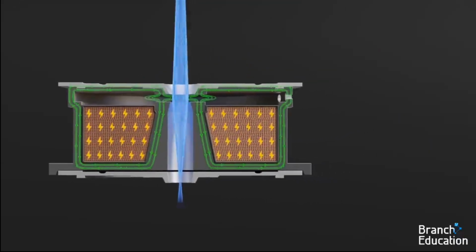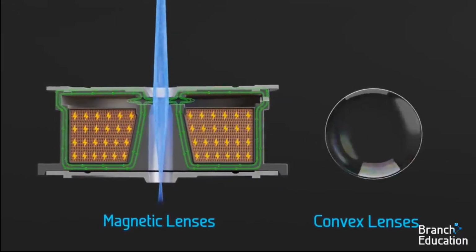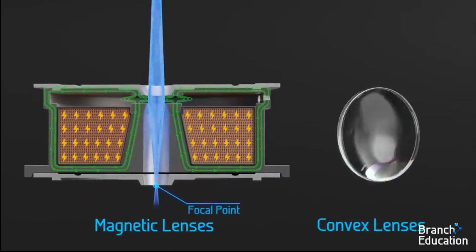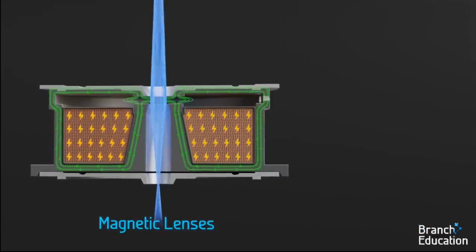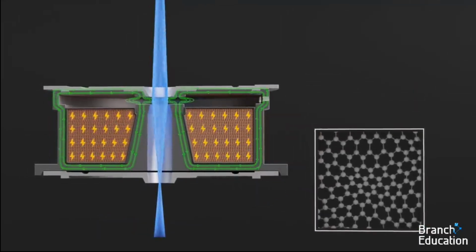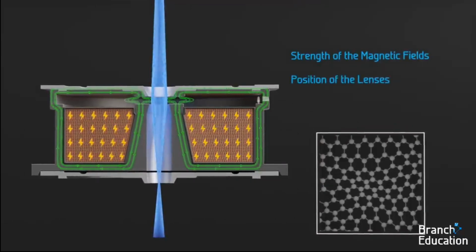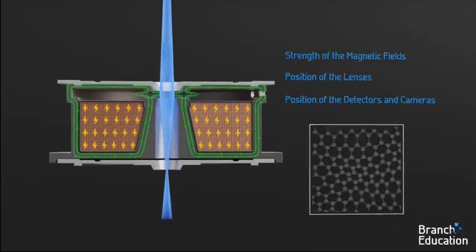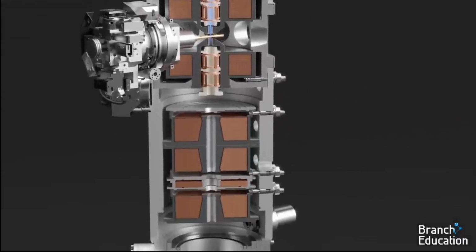As a result, the magnetic lenses act as convex or converging lenses, focusing all the electrons down to a focal point. As the electrons continue their trajectory past the focal point and expand, they produce a magnified image. This magnification depends on the strength of the magnetic fields, the position of the lenses, and the position of the detectors and cameras. Let's move further down the microscope and explore how we turn electrons into images.